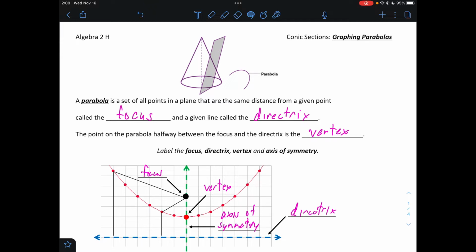Okay, so first of all, some new vocab with parabolas. A parabola is a set of all points in the plane that are the same distance from a given point, which we call the focus, and a given line, which we call the directrix. The point on the parabola that's halfway between those two is called the vertex.